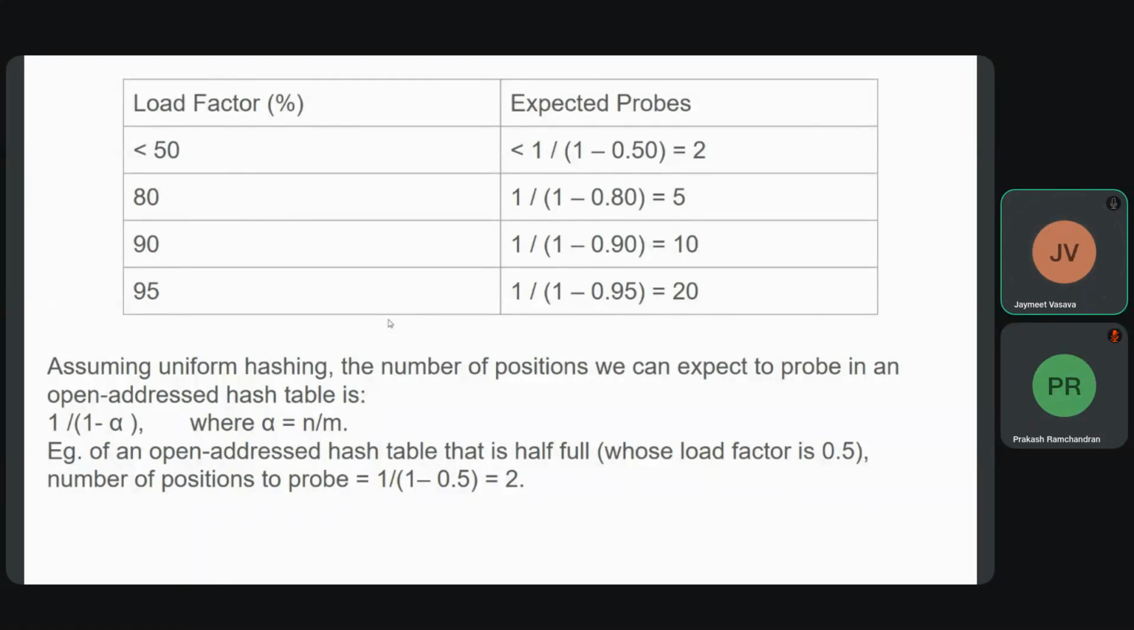You can see in the table that if the load factor is less than 50%, which means the hash table is less than 50% full, the expected probes are 2. But with the increase of the load factor, the expected probes increase dramatically. For less than 50%, the expected probes were 2, but for 95% we have 20.